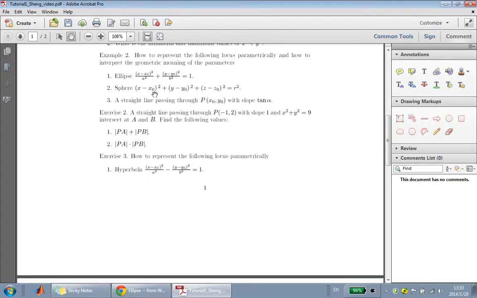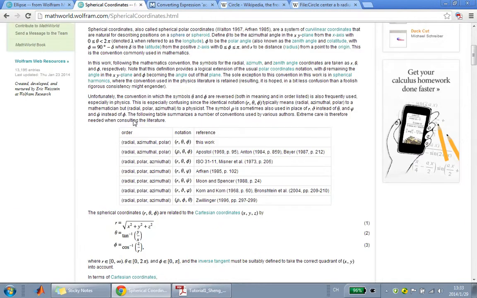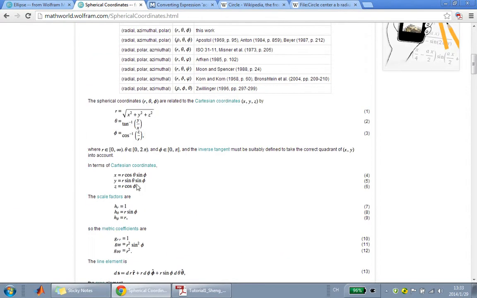And next, sphere. First, let's see the parametric representation. Here x equals r cosine theta sine phi, y equals r sine theta sine phi, z equals r cosine phi. Looks complicated, but as I said, if you know the geometric meaning of theta and phi, it's very easy to memorize these three equations.